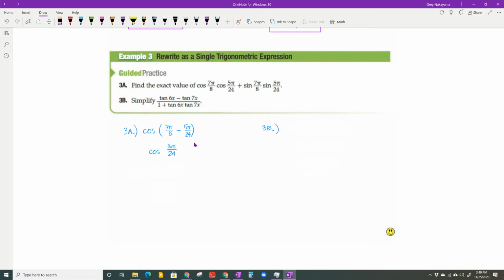So I got cosine of 16 pi over 24. If you get your common denominator, class calc will go ahead and reduce that for you. But you put the pi back in, and that's the cosine of 2 pi over 3.